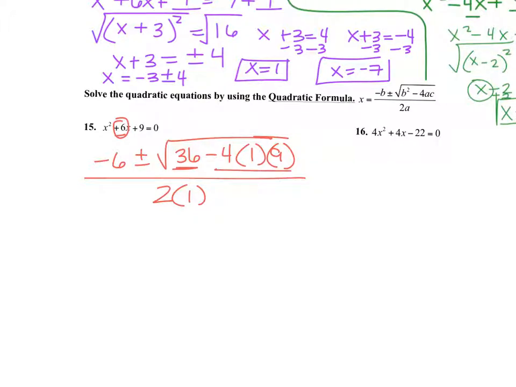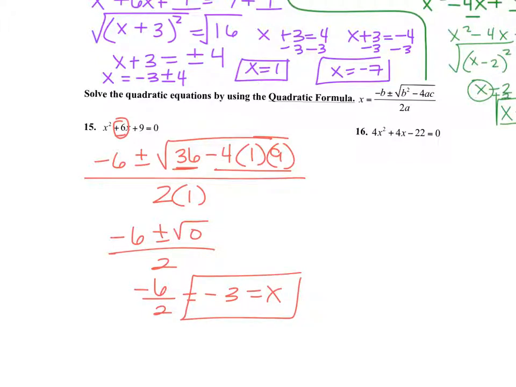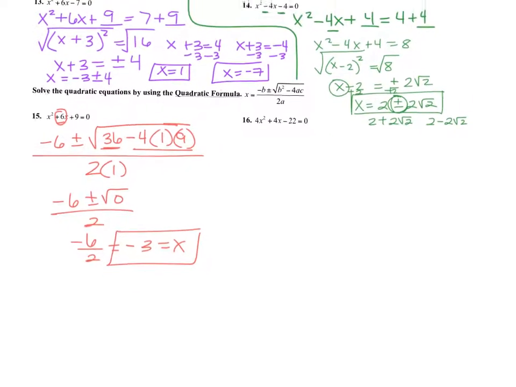Notice 36 minus 36, you get negative 6 plus or minus the square root of 0. What's the square root of 0? 0. So negative 6 plus 0 and negative 6 minus 0 would be negative 6 over 2, which is negative 3. So the answer is negative 3. And you only have one answer because your discriminant was 0. Remember that? All right, one more.